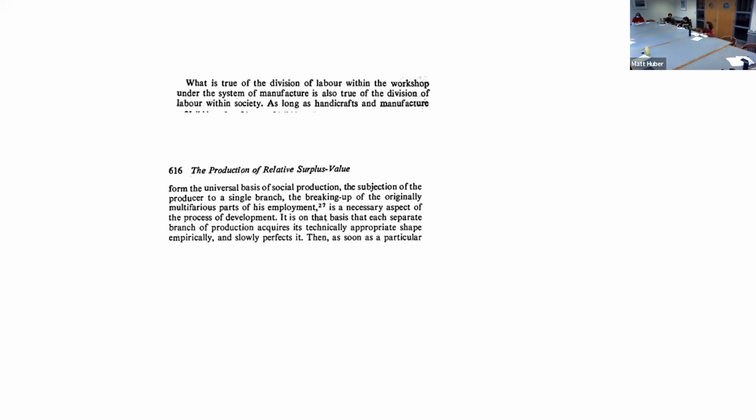So he says that what is true of the division of labor within the workshop under the system of manufacture is also true in the division of labor within society. As long as handicrafts and manufacture form the universal basis of social production, the subjection of the producer to a single branch, breaking up of originally multifarious parts of employment, is a necessary aspect of the process of development. It is on that basis that each separate branch of production acquires its technically appropriate shape empirically and slowly perfects it. So again, it's a violent process, but he's saying it's a necessary process of developing this increasingly social form of production.